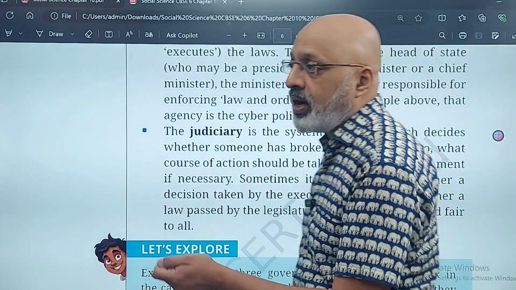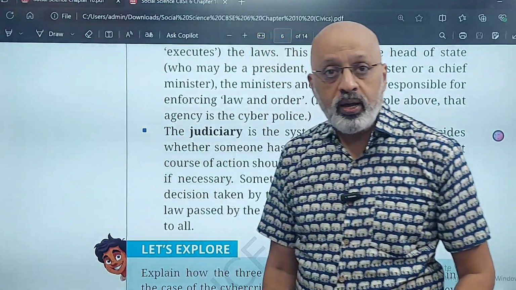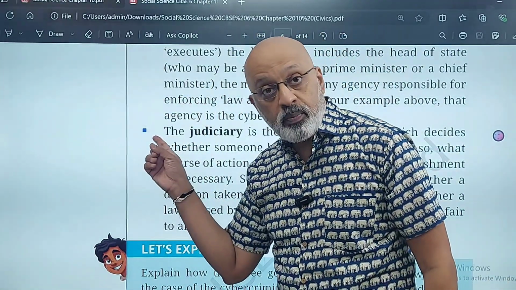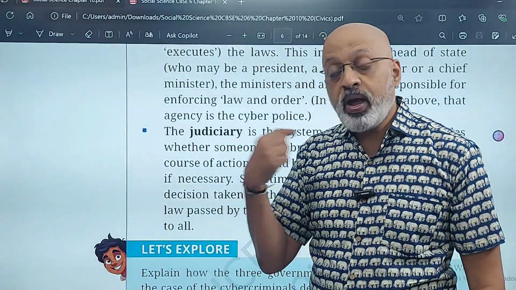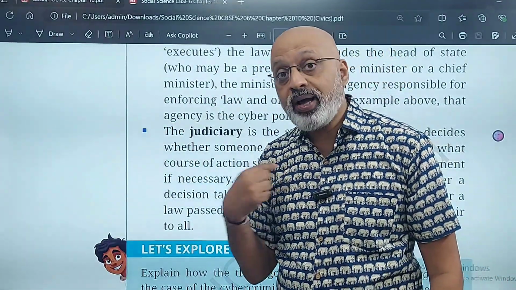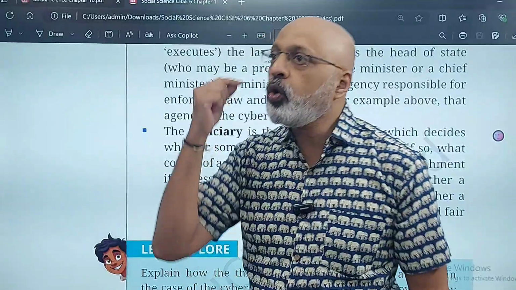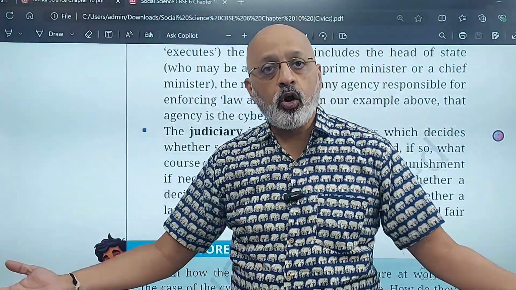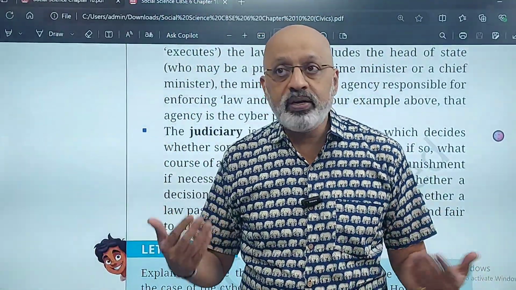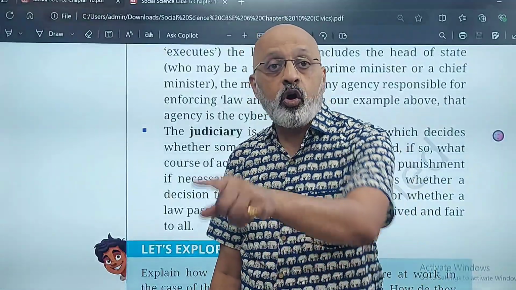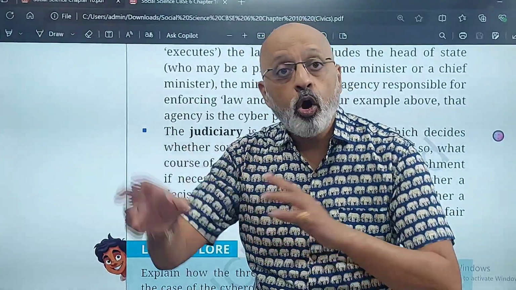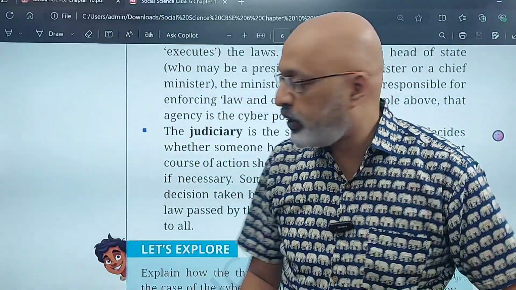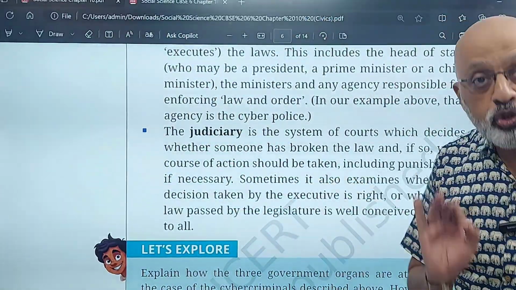So if you feel that someone has broken the law that the legislature made, and something wrong has been done to you, you can go to the court and say, my lord, something wrong has been done, and the court will decide that yes, something wrong has been done to you, and they will fine that person or send him to jail or do whatever is necessary in that particular case. So that is done by the judiciary.